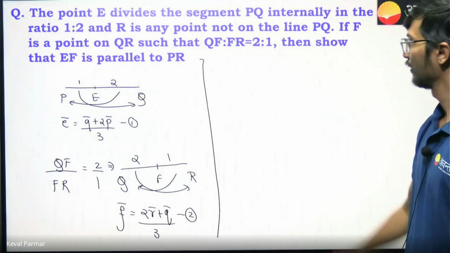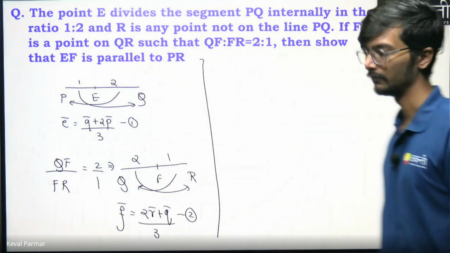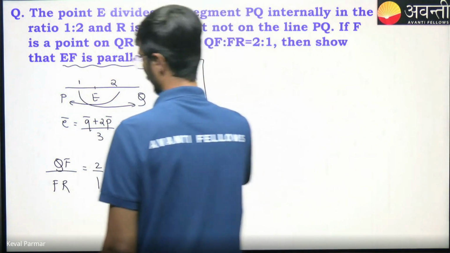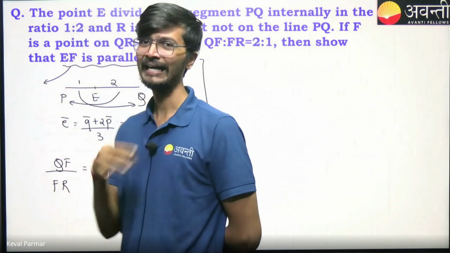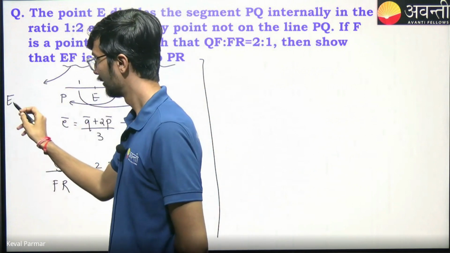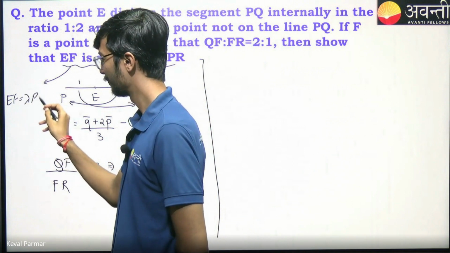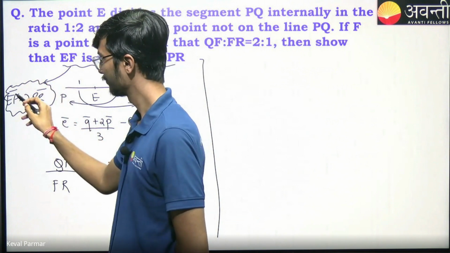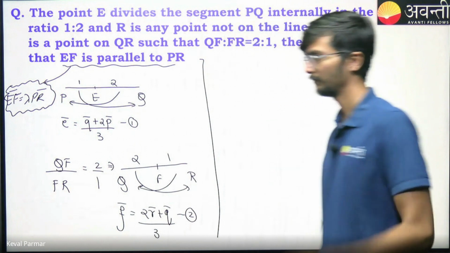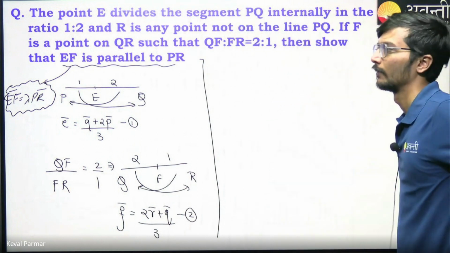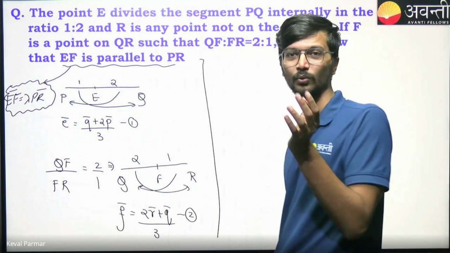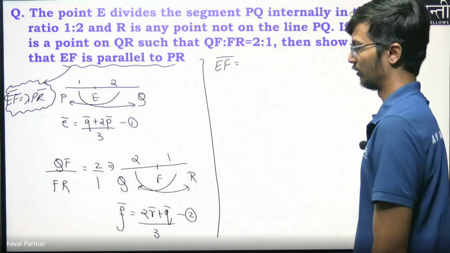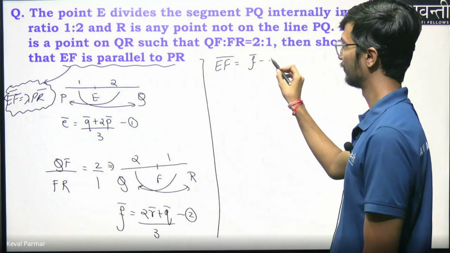Let's read what is required. Then show that EF is parallel to PR. Now, I hope you remember what is meant by EF is parallel to PR. That means I need to show that EF bar is lambda times PR bar. Correct? I need to show this. So let's first try to write EF bar. What will be EF bar? EF bar will be equal to F bar minus E bar.